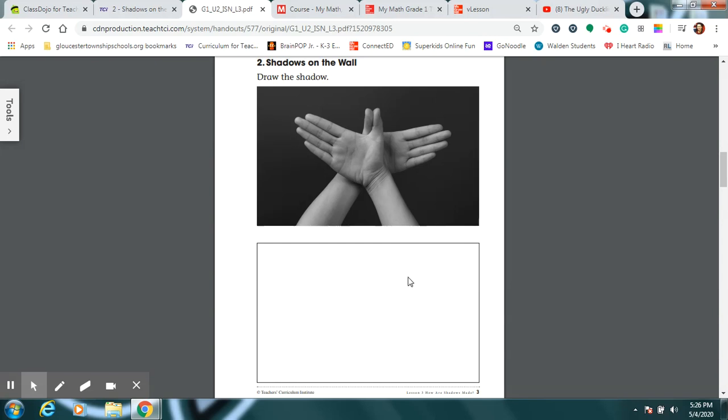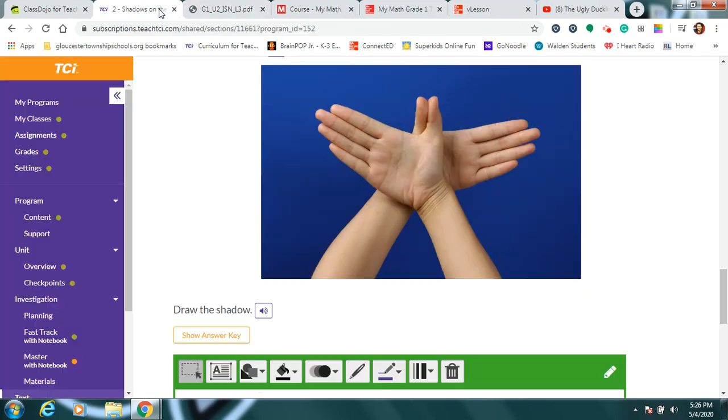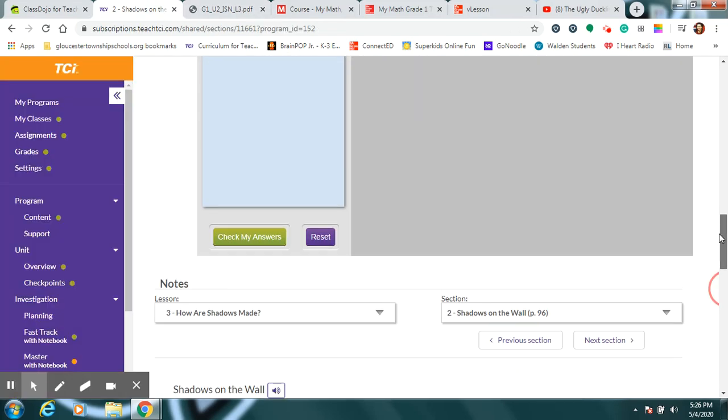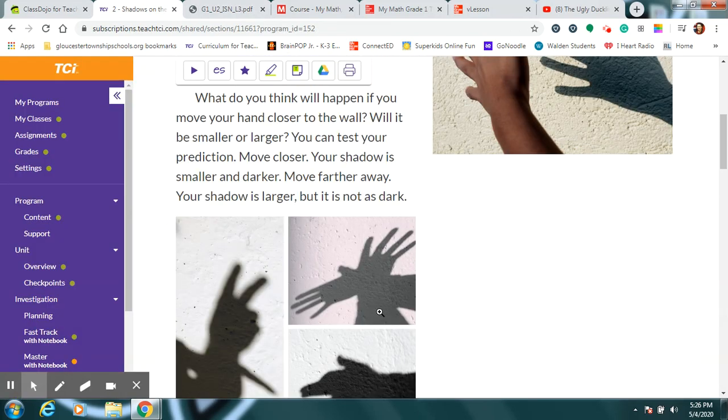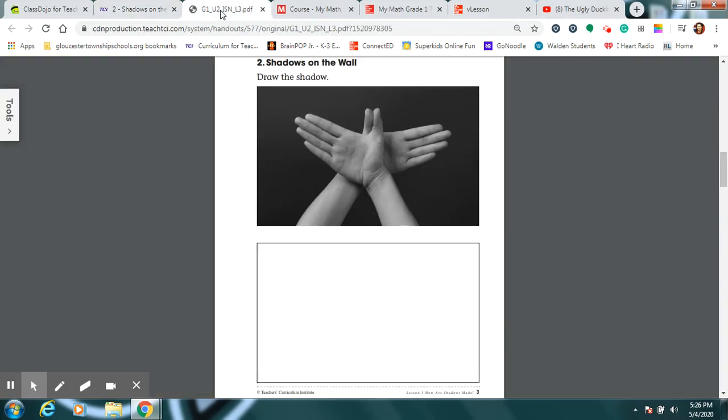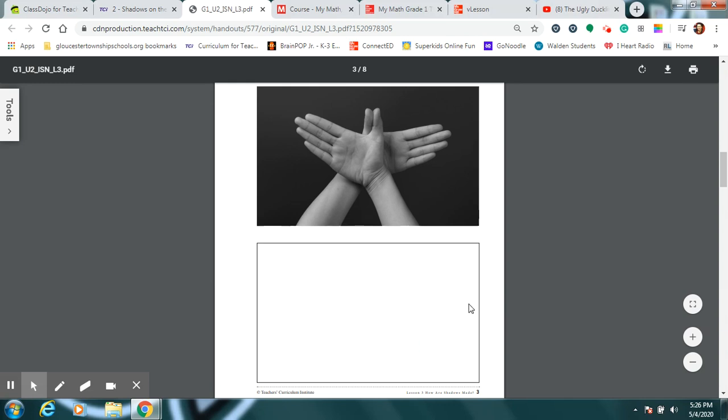Let's see if we can draw that shadow here. And I think we might have made that other shadow right here. Remember we said, look at that one that looks like a bird? That's with our thumbs twisted and our fingers out. So, in your science notebook today, you're going to draw the shadow of what your hands look like when you twist up your thumbs and stretch out your fingers. Draw that shadow there. All right.